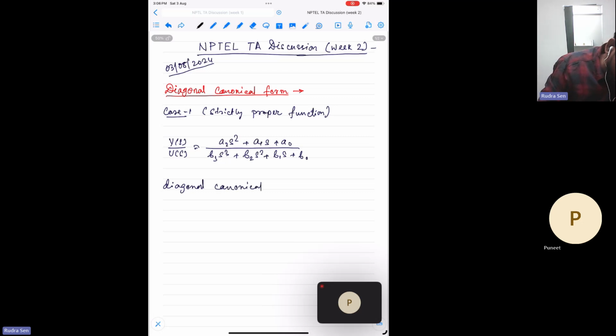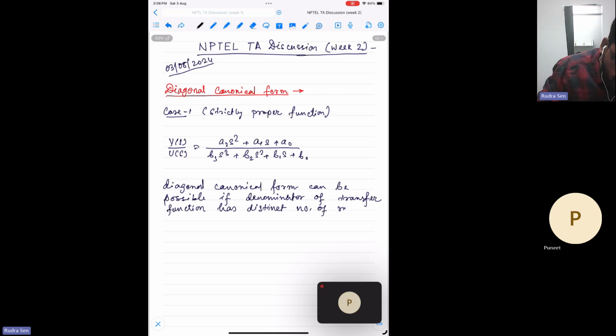The diagonal canonical form is possible if the denominator of the transfer function has distinct roots.